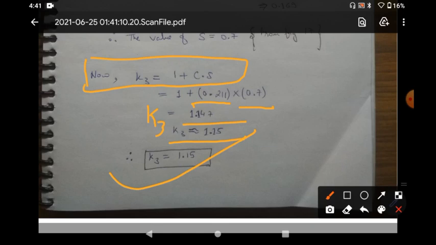And as I have already told you how to solve the numerical, by following the previous video steps you can easily solve this question ahead.